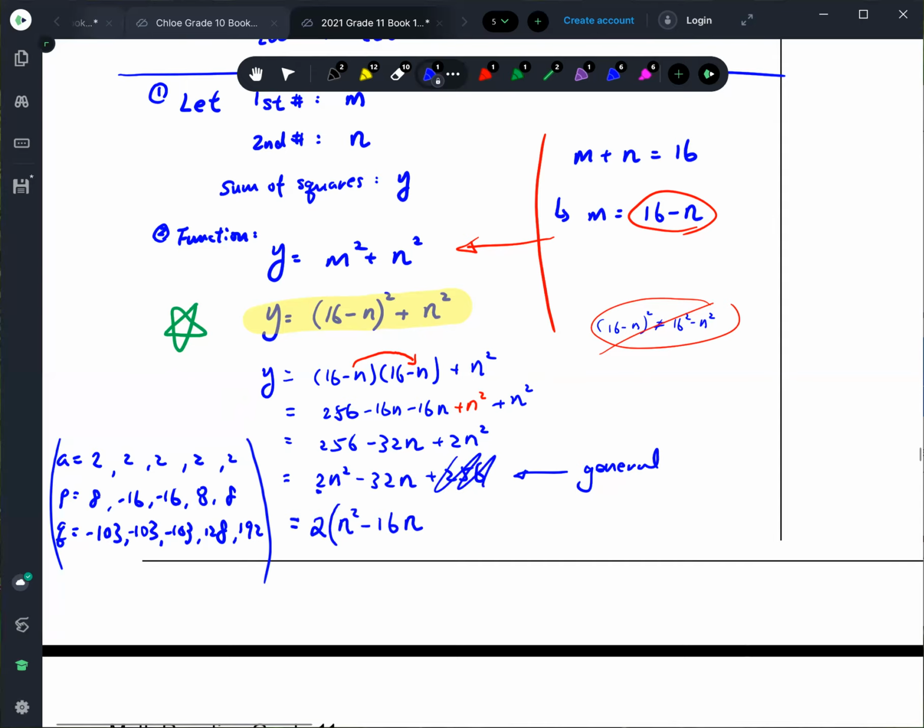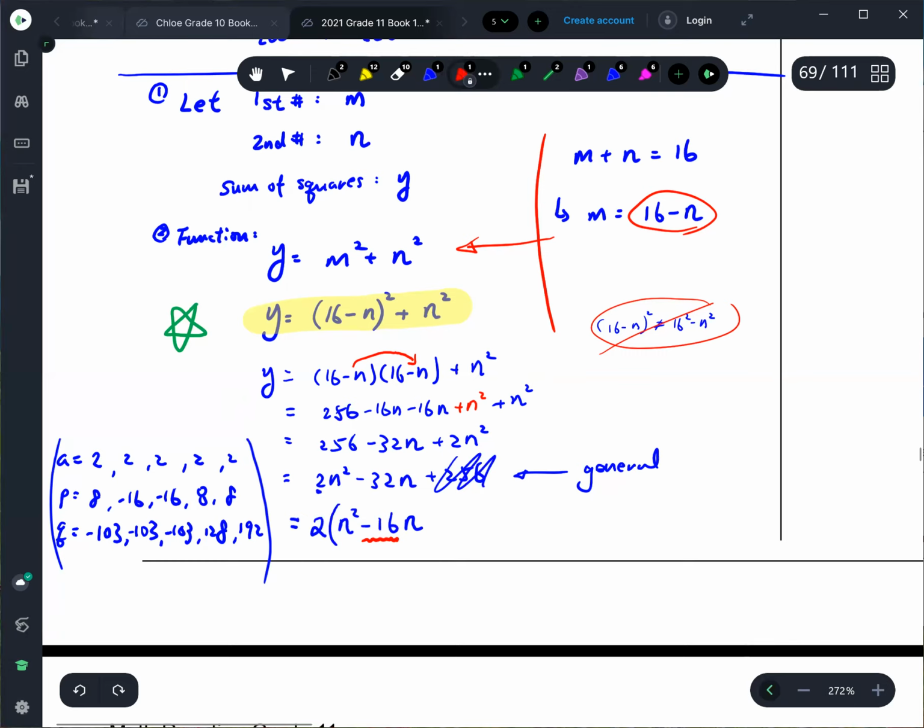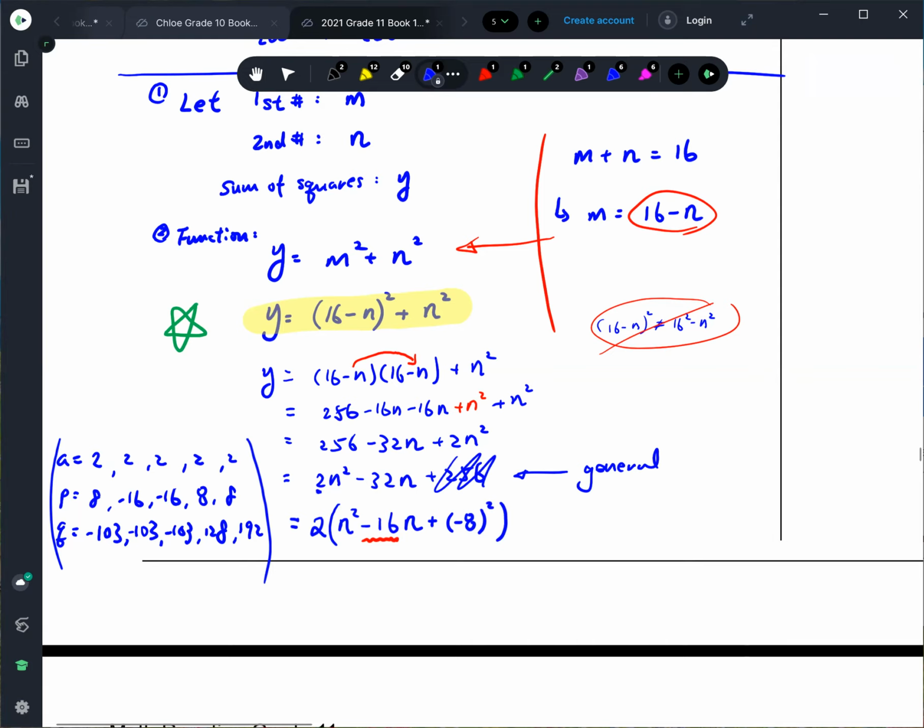Divide by 2 means you take the middle number, which is negative 16, and you divide that by 2. So you plus negative 8, right? Because negative 16 divided by 2 is negative 8. Square and bracket. So that's called divide by 2. Anyone has questions so far? Factor A, divide by 2.